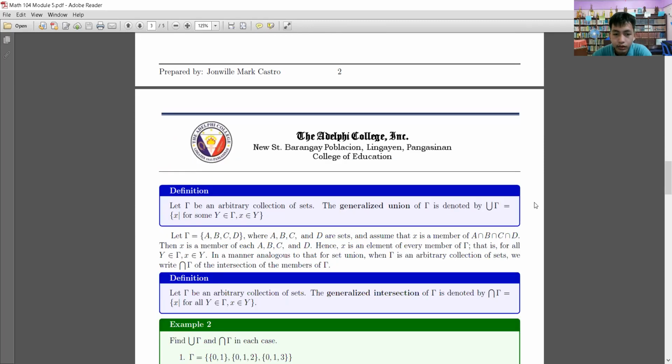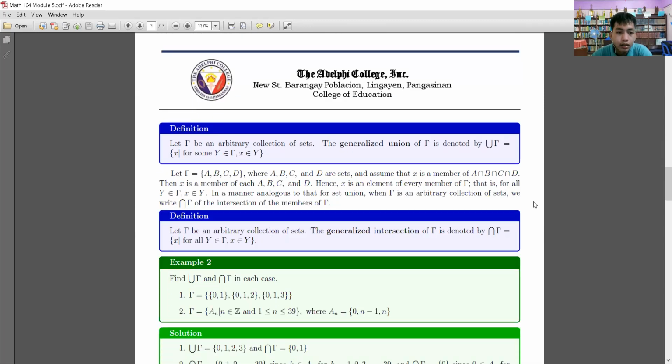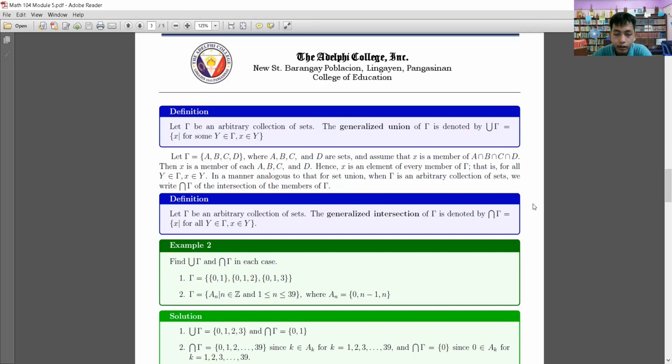So gawin natin yung definition. Let tau be an arbitrary collection of sets. The generalized union of tau is denoted by union of tau, so malaking union is equal to the set of all x such that for some y in tau, x is in y. So, nasabi na natin ito kanina.